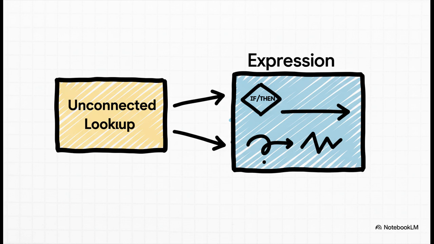And the answer is in one beautiful word: reusability. Let's say you have complex logic like if a flag is Y, look up a value in table A, but else look up a different value in table B. Instead of dragging two different connected lookups onto your canvas and cluttering everything up, you can build one unconnected lookup and just call it multiple times with different arguments inside a single expression. It's clean, it's efficient, and it's elegant.